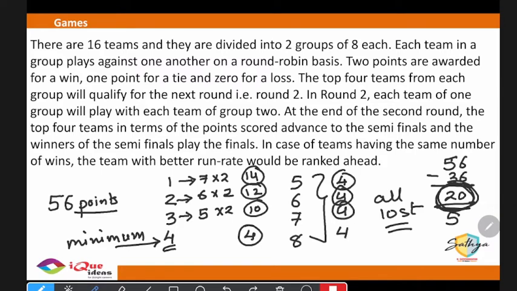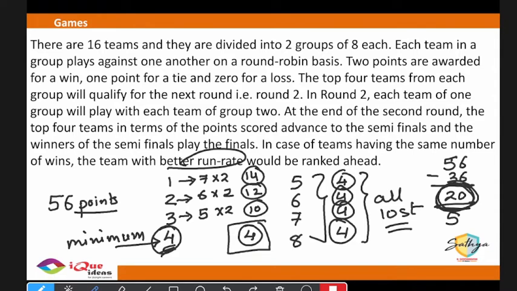In this situation also, is it possible for number 4 to go on to the next round? How? Because he has a better run rate. So even if 4 scores the same as others, he will still be ahead in case of better run rate. So the minimum score with which he could have gone to the next round is 4. With 4 points, he can go on to the next round. Provided, of course, he has a better run rate than the others. That's it.